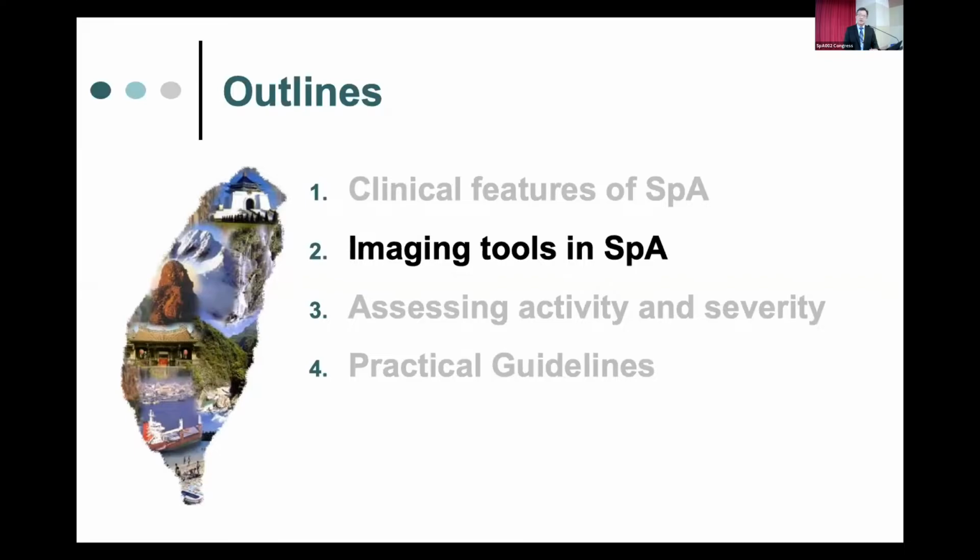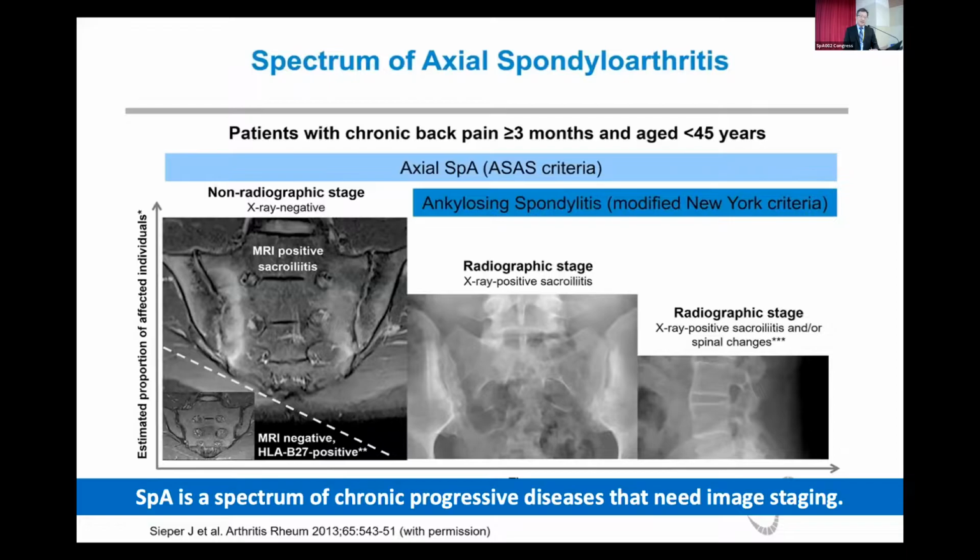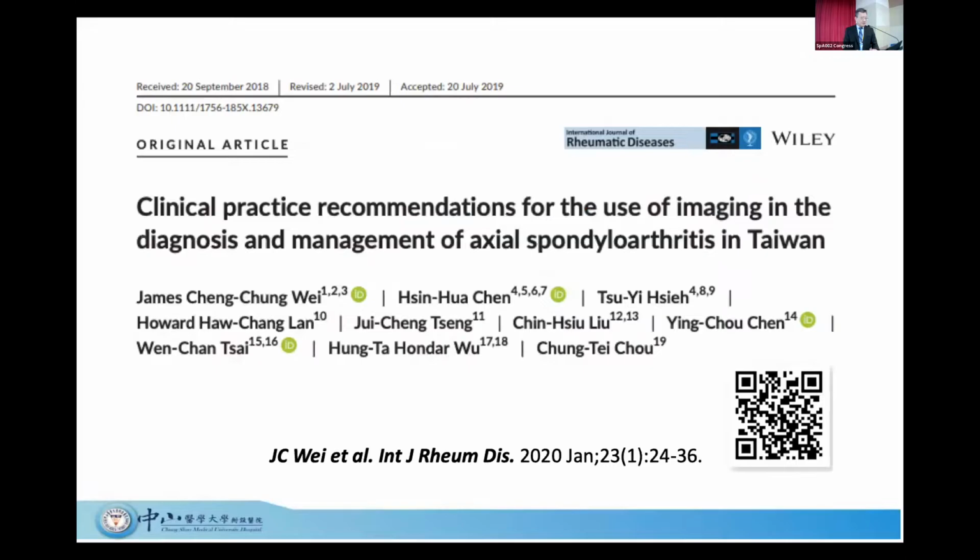So again, this is a spectrum of disease and slowly progressive. So we need to diagnose earlier. In this stage, we call it non-radiographic axial SpA, not the end stage. In the very late stage, we call it bamboo spine. That is always too late. So the emergence of MRI and other modalities is quite important in our clinical practice. That's why we had a consensus two years ago led by Professor Tsai, who is the president of our Rheumatology Association. We published the data about clinical practice recommendations and imaging in diagnosis two years ago in IJRD.